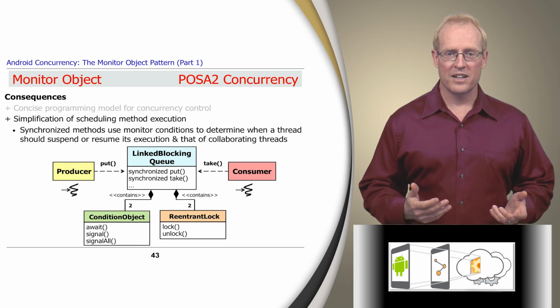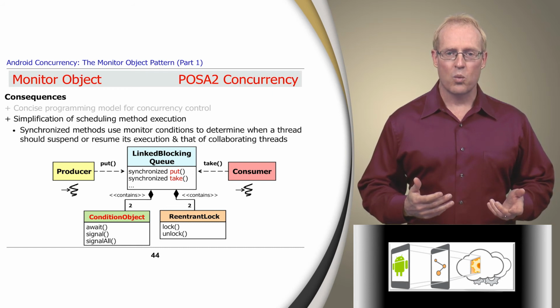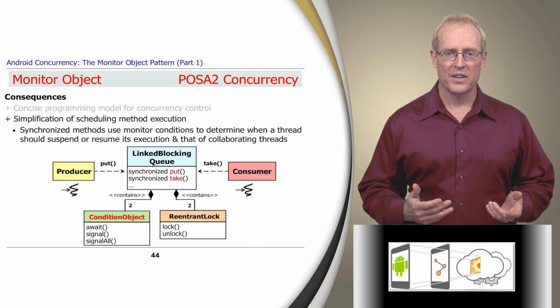A second benefit is that synchronized methods can use their monitor conditions to determine when a thread should suspend or resume its execution and that of collaborating threads. For example, put and take methods on a LinkedBlockingQueue can suspend themselves and wait to be notified when internal state changes occur, without using inefficient polling, which allows monitor objects to cooperatively execute their methods in multiple threads.